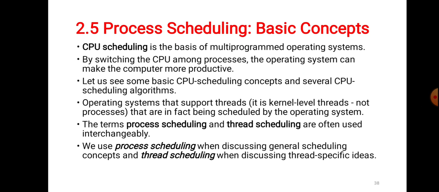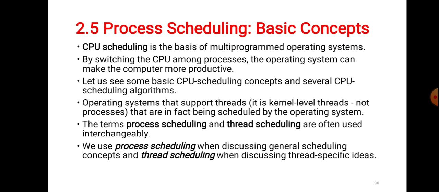CPU scheduling is a foundation for multi-programmed operating systems. By switching the CPU among n number of processes, the operating system can make the computer more productive or optimal. It means the operating system can make the best utilization of the CPU.